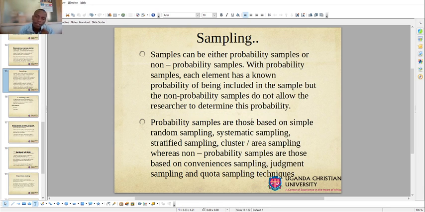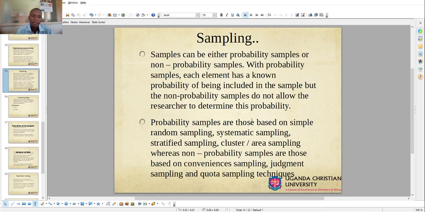Probability techniques give every person a chance to be selected. So if you want 1,500 in class, with probability sampling techniques, each of you will have the chance to be part of my sample. And there are several. We have simple random, cluster, stratified, systematic.